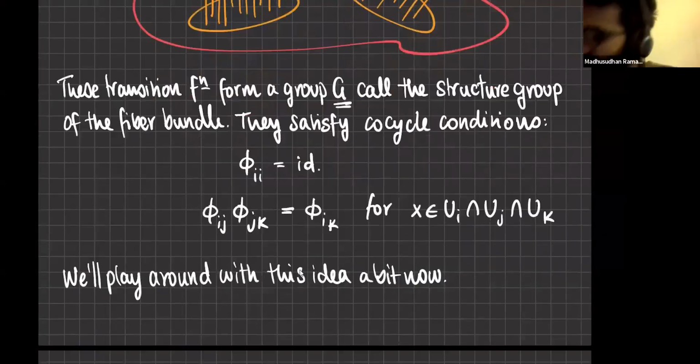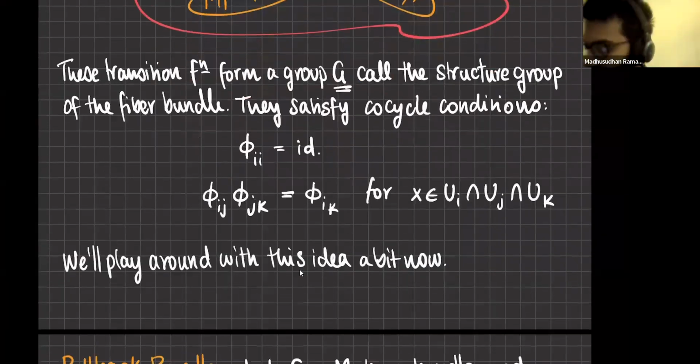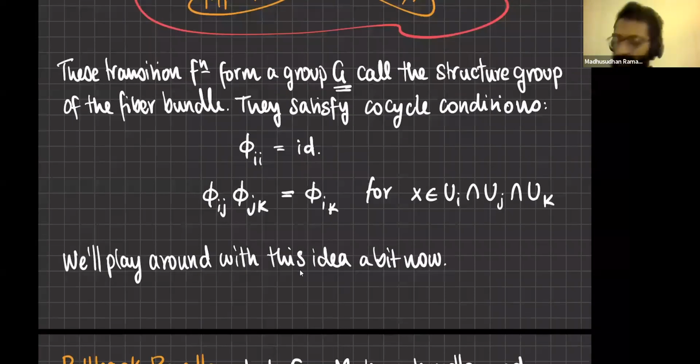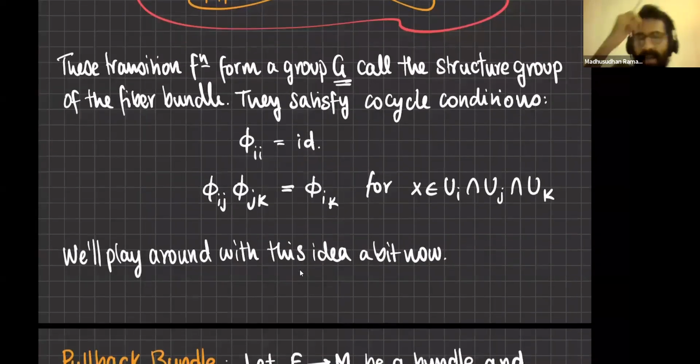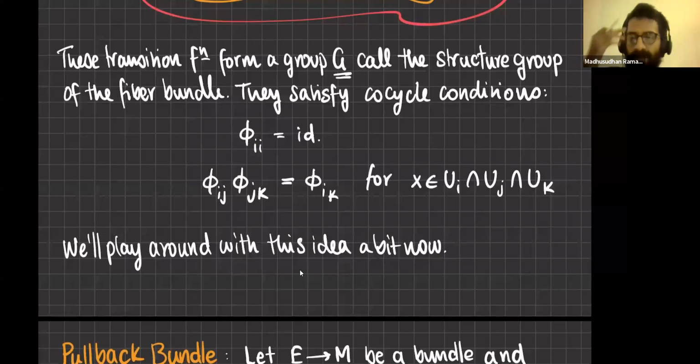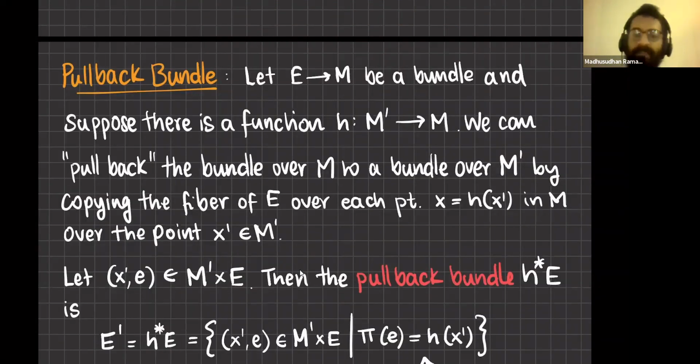Okay. Cool. So now what we're going to do is perform a few constructions. These constructions are really just to get you used to thinking about stuff in this way. The first of the constructions is what's called a pullback bundle.